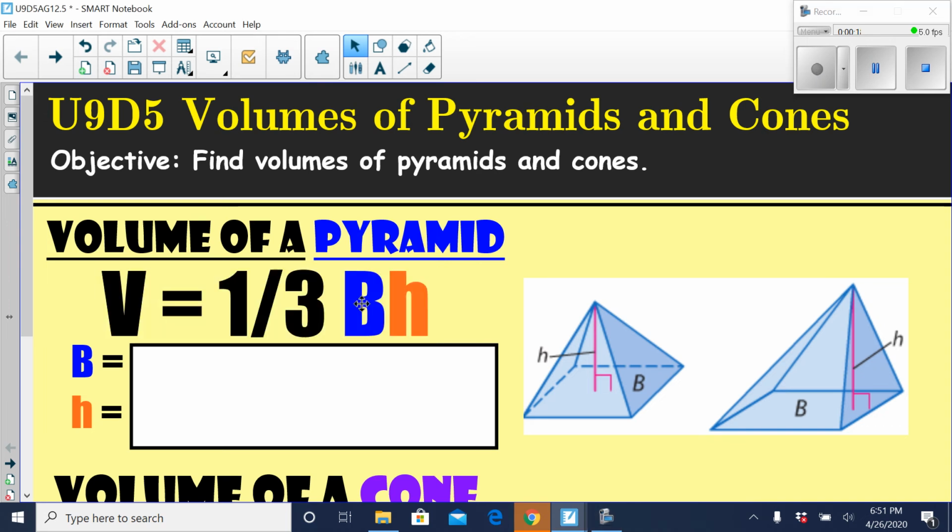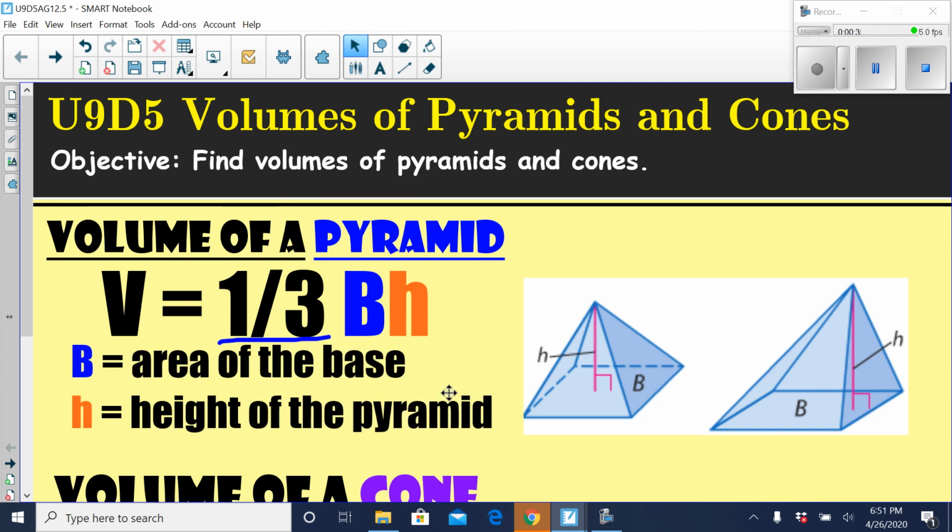It's going to look similar to volume of a prism, okay? The only difference here is that this one has 1/3 in there. So it's 1/3, and then remember, capital B doesn't stand for base, it stands for area of the base. So you're going to be using a formula there, and you're going to be calculating something for the B. H is the height of the pyramid.